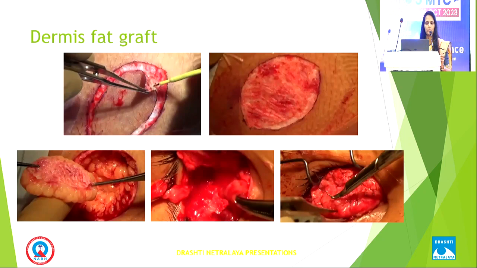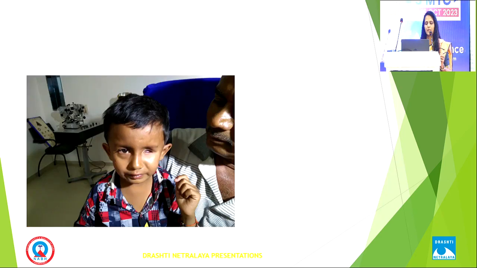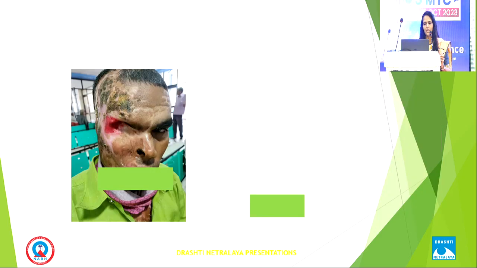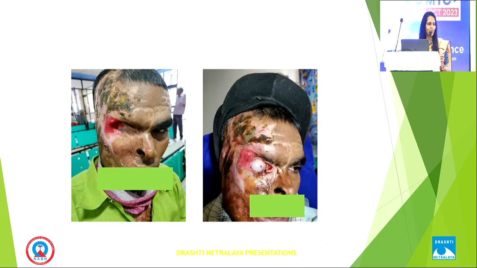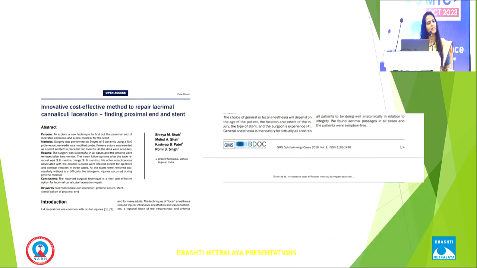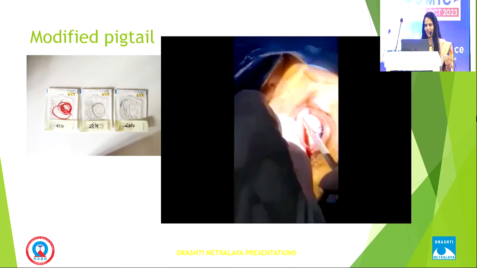This is an interesting baby in which we had done volume augmentation and fornix reconstruction with amniotic membrane. With this we put a dermis fat graft in this patient, then we did canthotomy, and this is the gratifying result we may get. But this kind of patient we have to touch sometimes, and that is very, very difficult to manage. Lacrimal area I will not cover, which is already published, so we can talk later on.